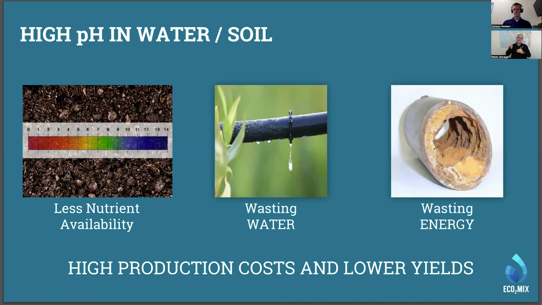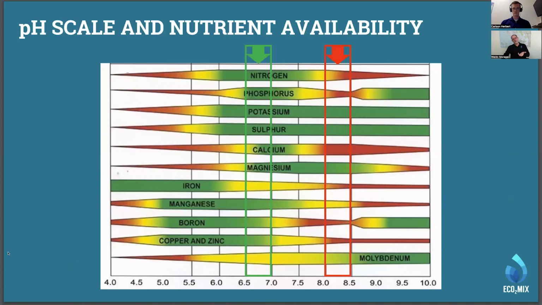Also, high water pH is responsible for clogged emitters because of scale, making water distribution a hassle. Uneven water distribution uniformity leads to waste of water. Some plants receive more water than others, increasing water and energy costs. Let's see how pH influences the nutrient availability in the soil solution.